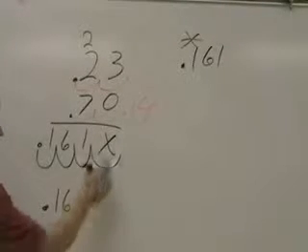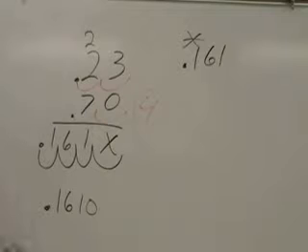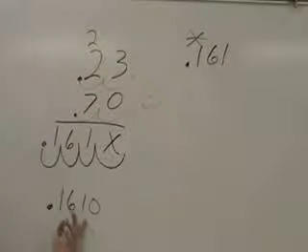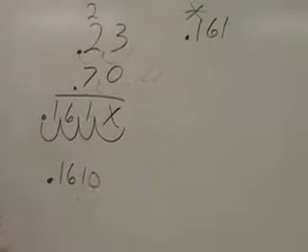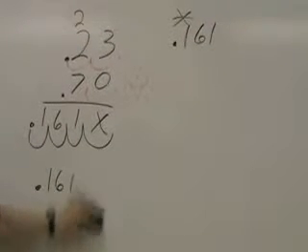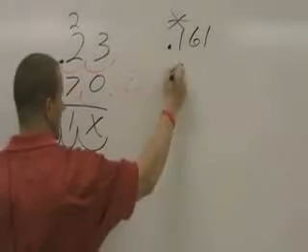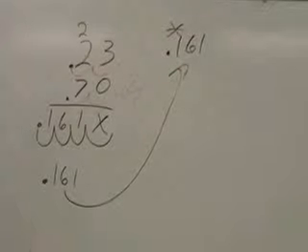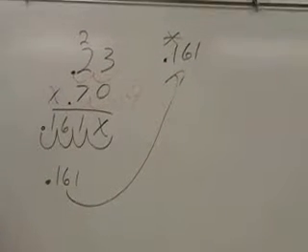So my answer is 161 thousandths. This 0 here really isn't important to me. It doesn't change the value of this answer. Okay, it's just like a placeholder. So this is the same as that. Okay? That's how multiplying works.